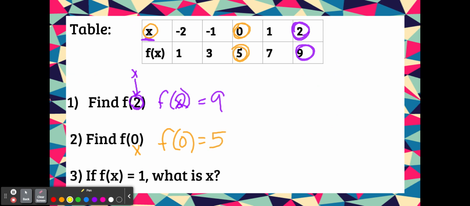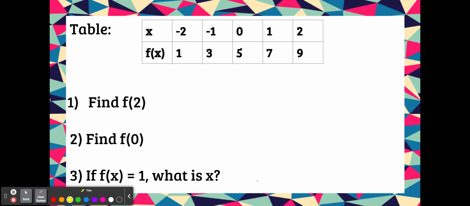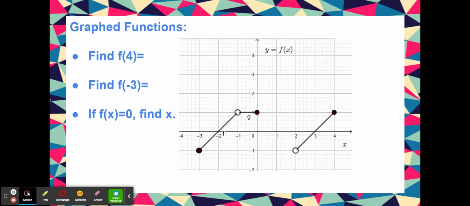This one says if f of x, so remember that's basically saying y. If y is 1, or f of x is 1, so here's f of x. If it's 1, what's the x value? Well, the x value was negative 2.